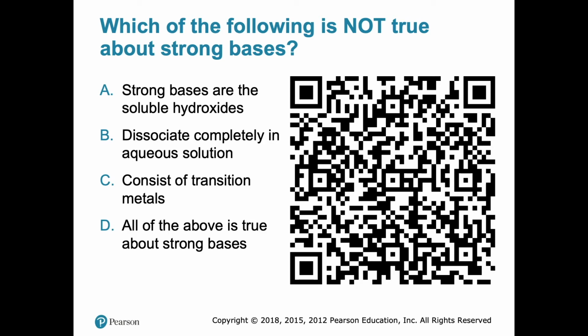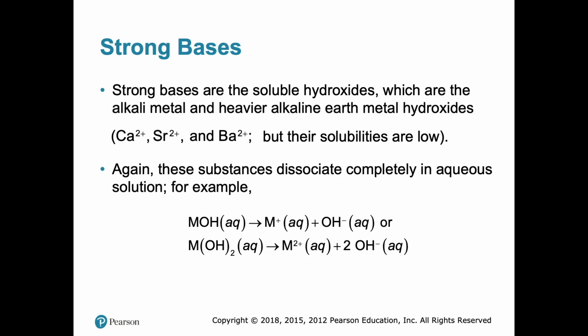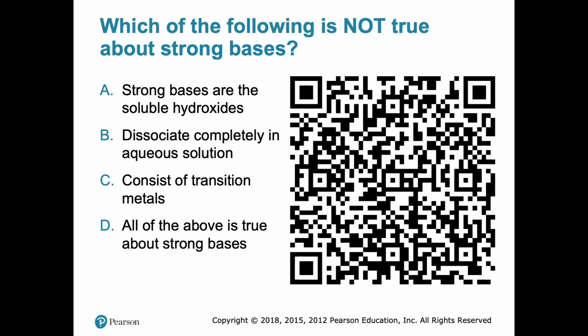Okay, check this out. I'm very proud of most of you here because the answer to this question was actually C, and half of you got C. It was a little tricky here. I told you in the previous slide that strong bases are usually of the alkali metals or heavier alkaline earth metals, and so C is the one that's not true because it doesn't really consist of the transition metals. So good job if you picked C there.